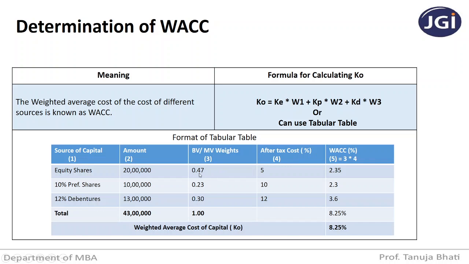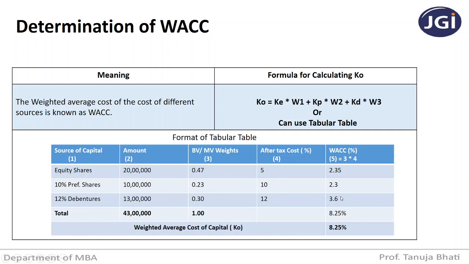So 0.47 into 5 will give you 2.35%, as this is in percentage. That is why I have already written the percentage symbol, no need to write it again individually. Then 0.23 into 10 is 2.3%, and 0.30 into 12 is 3.6%.